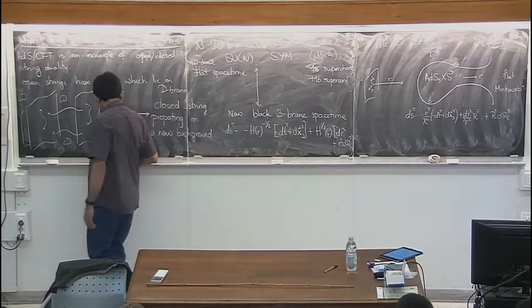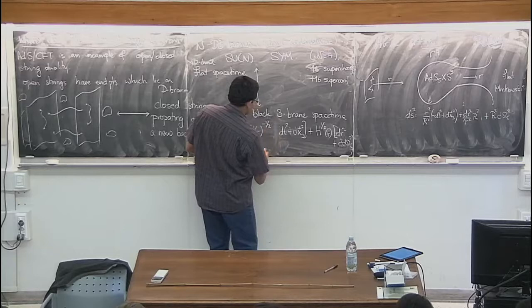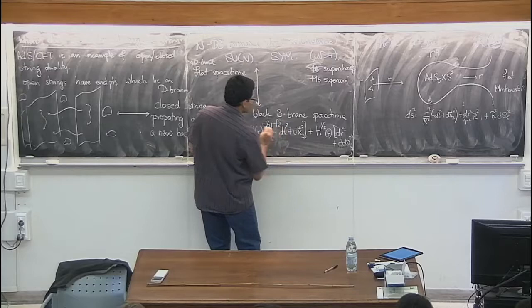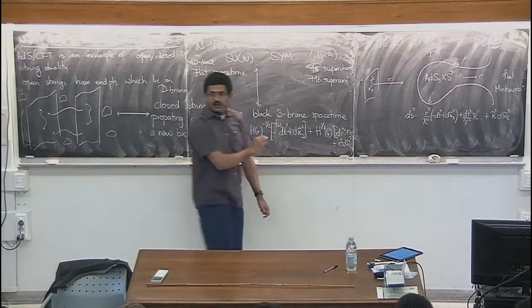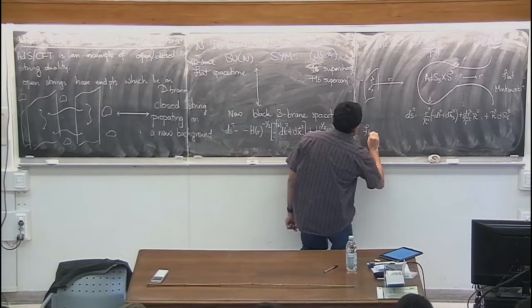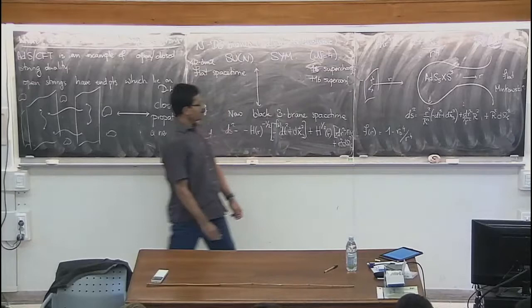So put a function f of r in front of dt squared. I'll just write it in blue. And put a function 1 over f of r in front of dr squared, and f of r is also another simple function. And that's the non-extremal D3-brane solution.